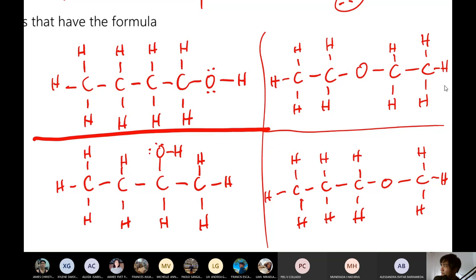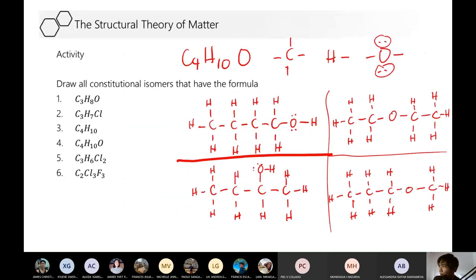Okay, so ano mapapansin natin? So is this the same as this one? Hindi. Kasi itong isa, we have two carbons here on the left, two carbons on the right. Ito naman, we have three carbons on the left, one carbon on the right. So magkaiba sila ng connectivity. Okay, so these are the four isomers for the formula C4H10O. So yan yung mga different connectivities na pwede natin gawin.